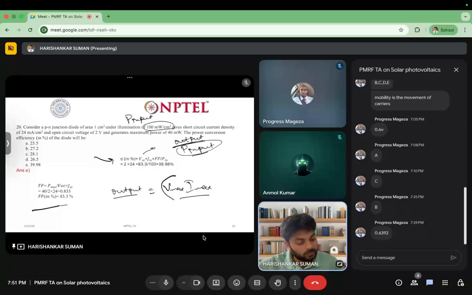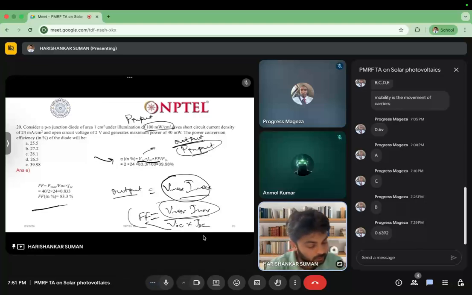So this is the fill factor. You can correlate it with Vmax, Imax upon VOC into JSC. So multiply VOC, JSC and fill factor, and you will get P output. So this is P output, nothing less. Here P max you have is 40, VOC JSC and the fill factor is 83. Put in the fill factor and VOC JSC, and you will get the efficiency 39.98.